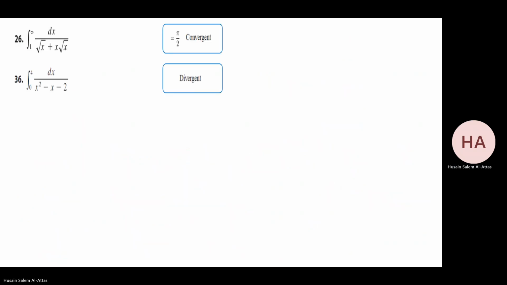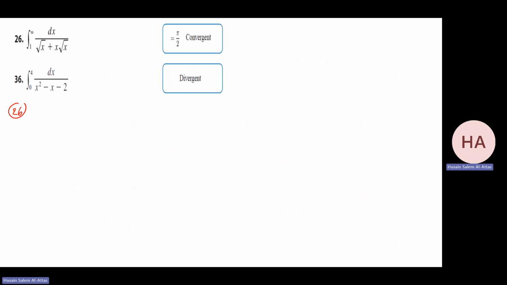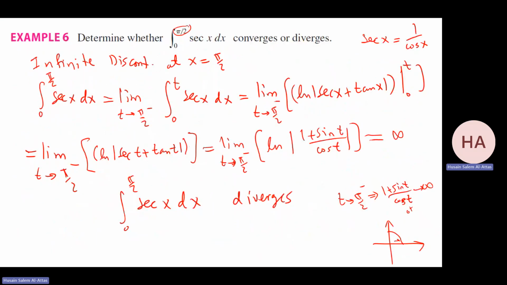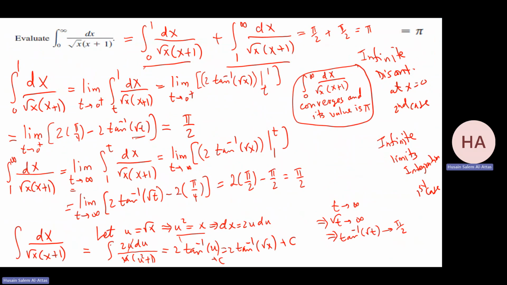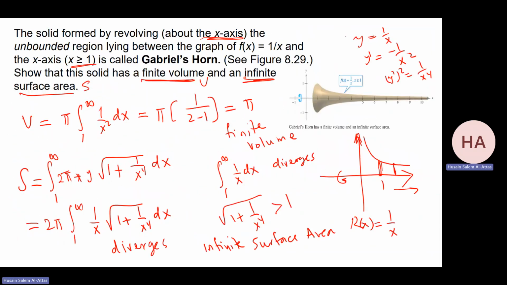Okay. If you do this one, yeah, this 126. What I have? The integral from 1 to infinity. I think we did this problem before, or something similar, or did the integral at least, just to save time. What was the integral? I think I did the integral somewhere. That gives me 2 tan inverse square root of x.